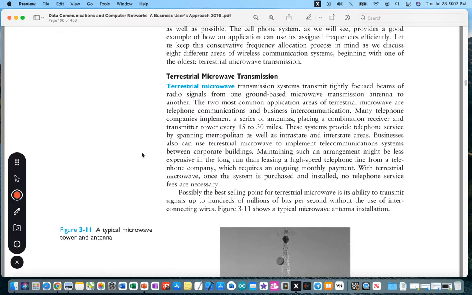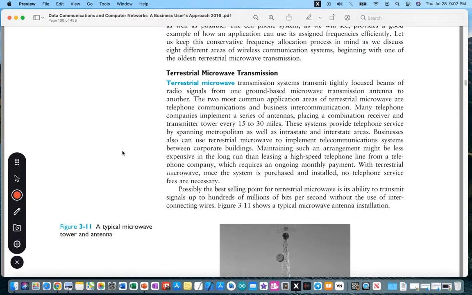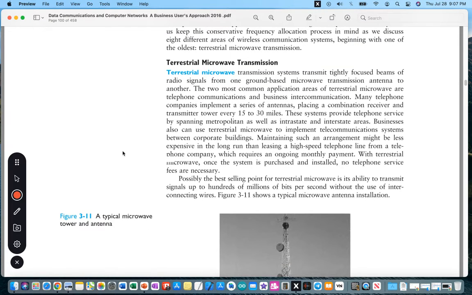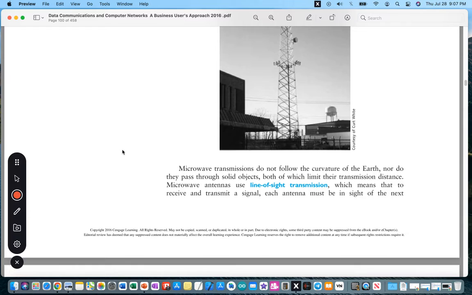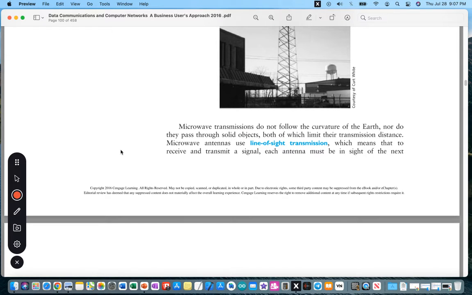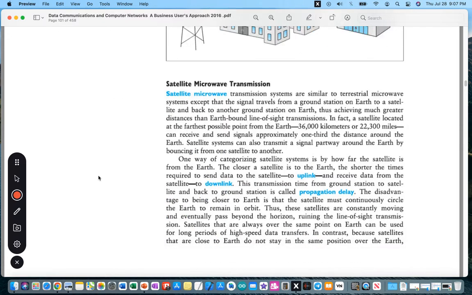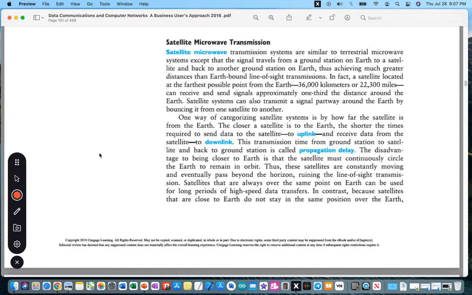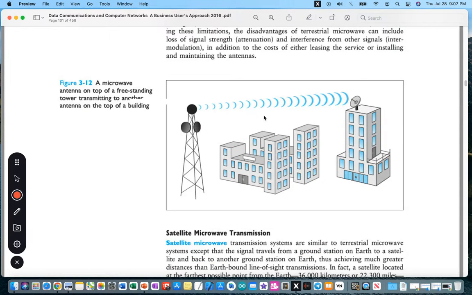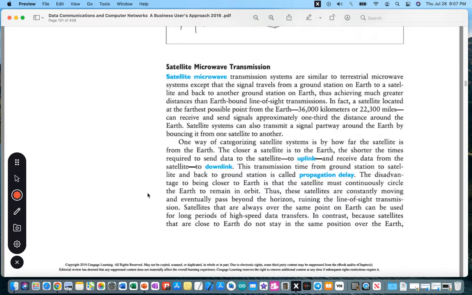Terrestrial microwave transmission. A typical microwave tower and antenna, all right. Line of sight transmission is required, just like this. Satellite microwave transmission. And by the way, this is also used.